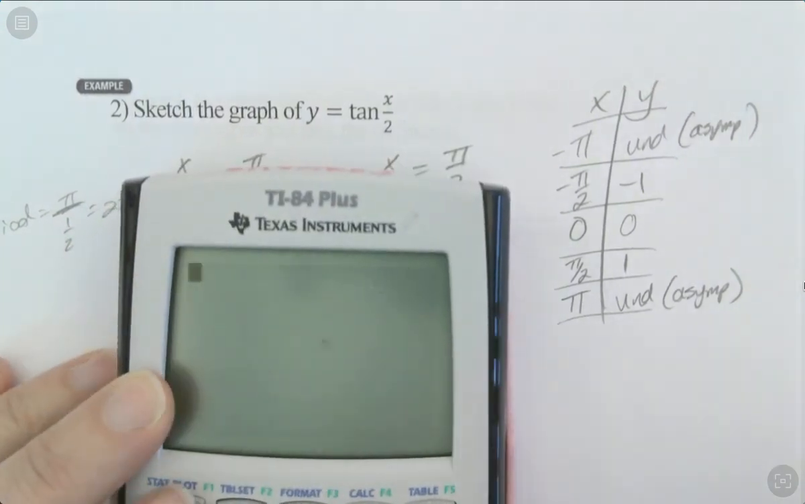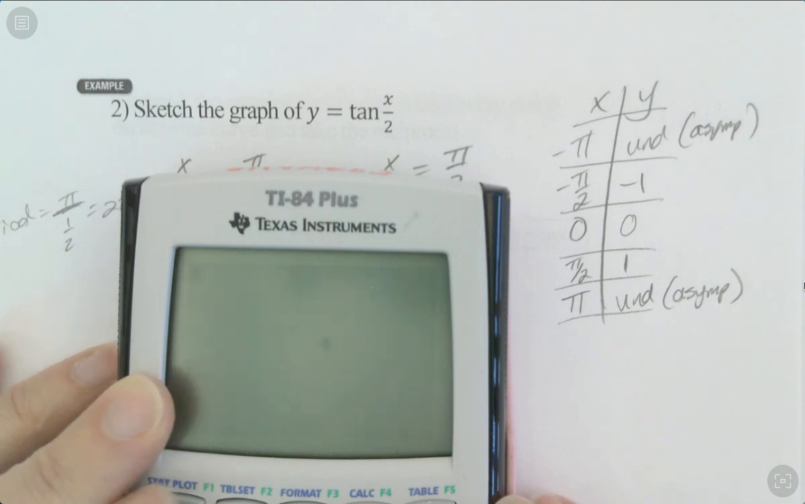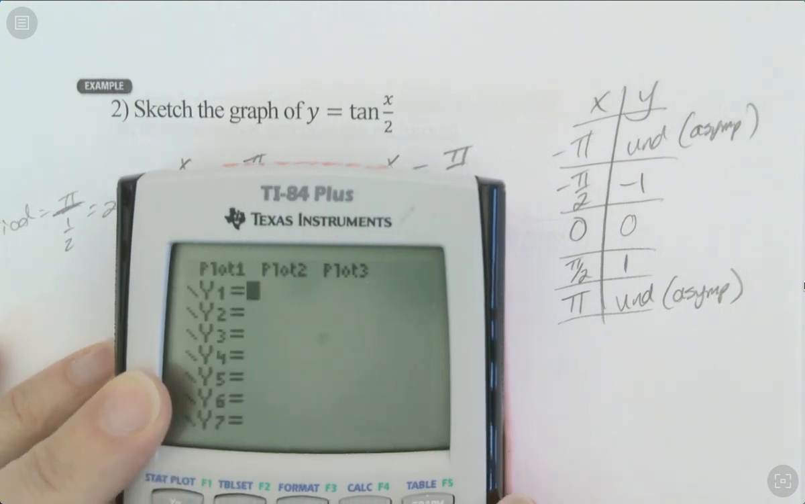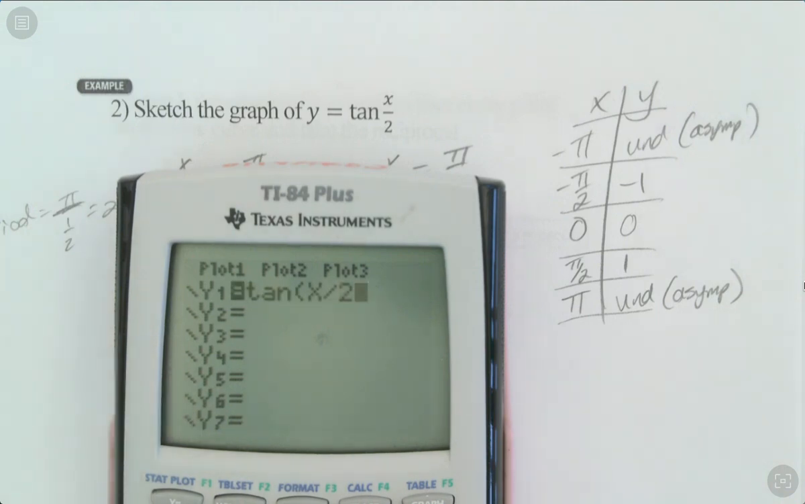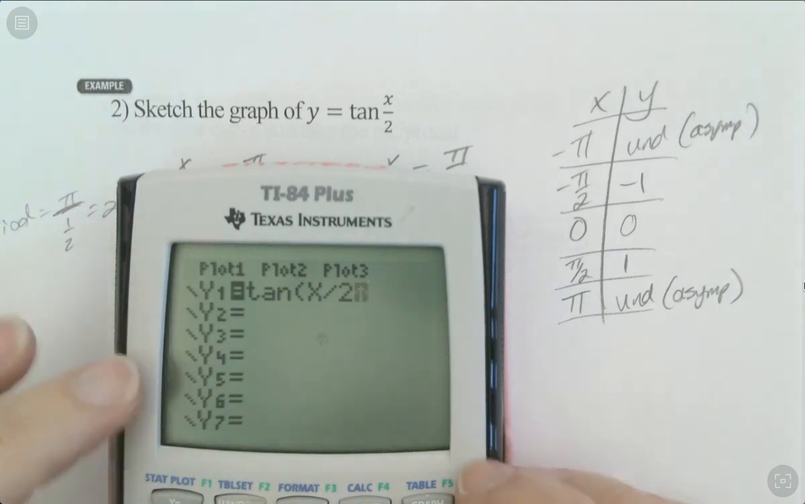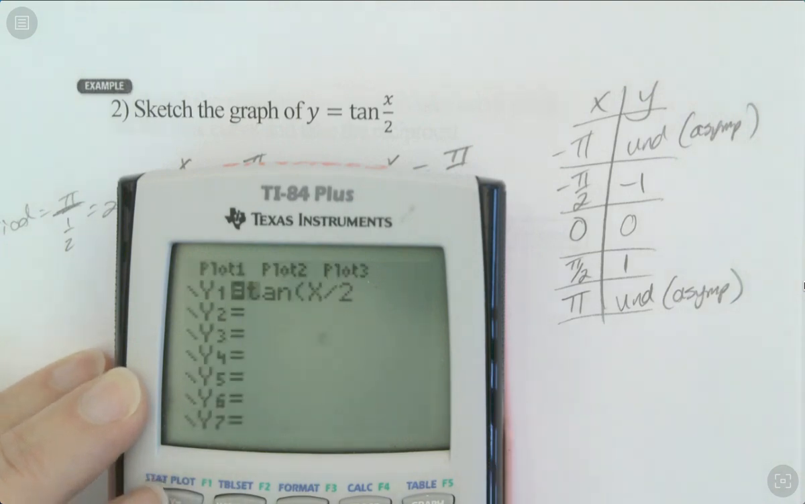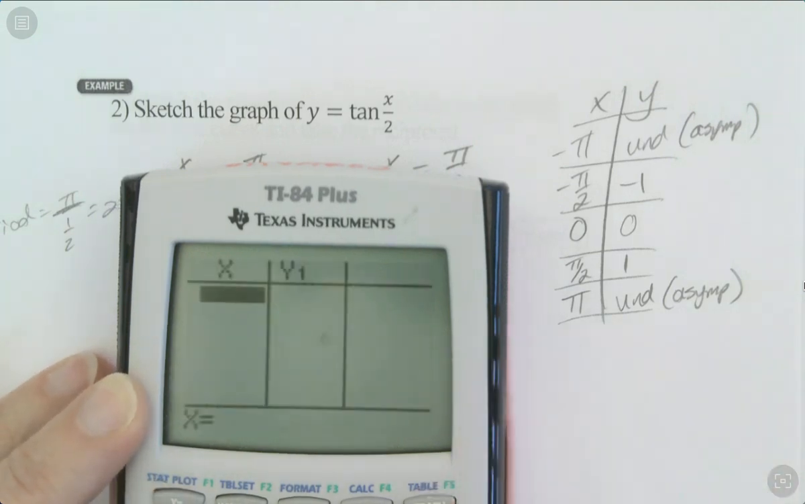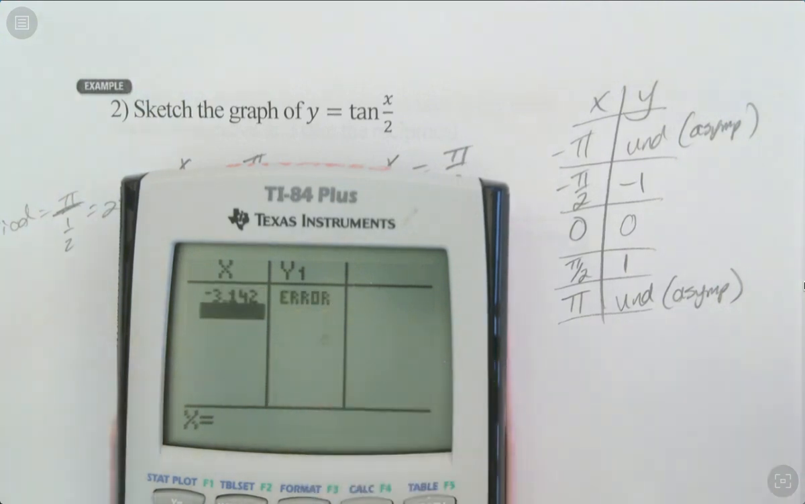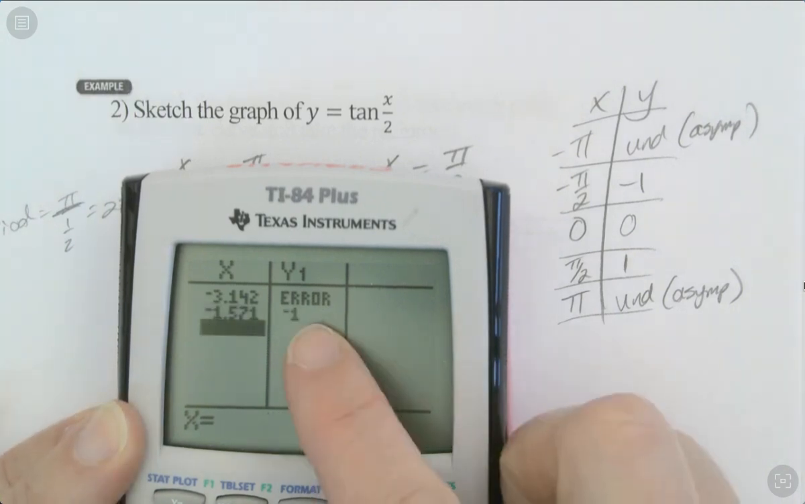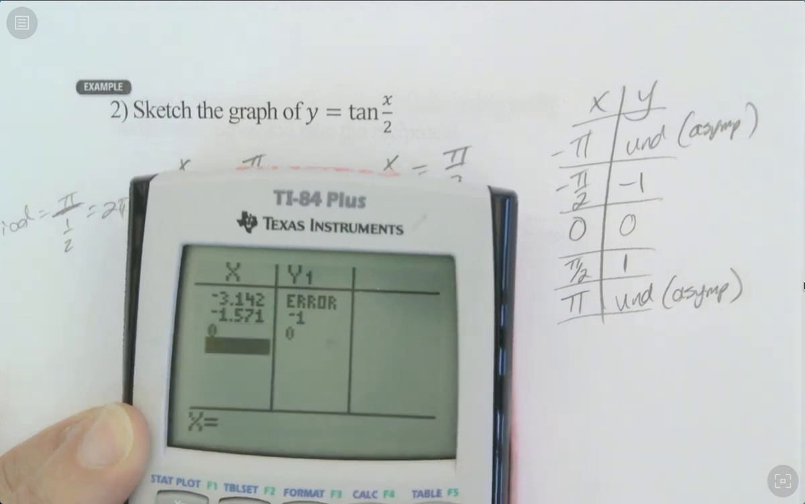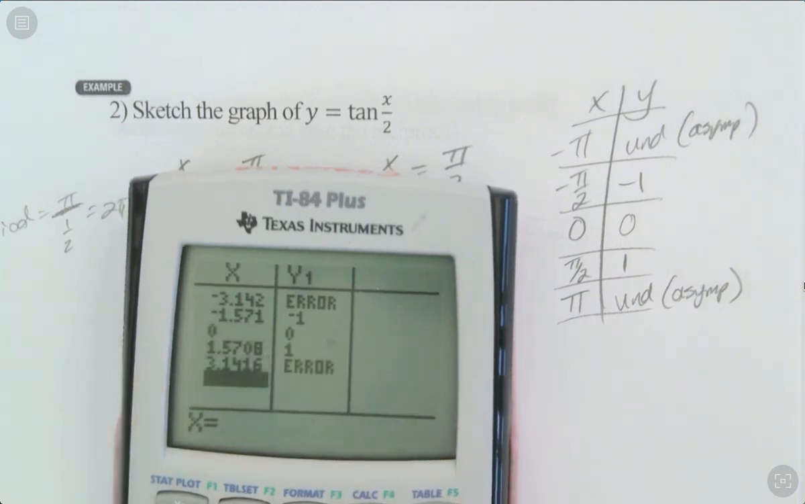I'm going to clear out what I have. Make sure you're in radian mode. And we can just go to y equals and graph tangent of x over 2. And look at the table. Let me change my table settings to ask. So when I change my table settings to ask, I can confirm. If I type in negative pi, I get an error because it's trying to divide by 0, and that's undefined. If I do negative pi over 2, there's my negative 1, 0, pi over 2, and pi if you'd like.